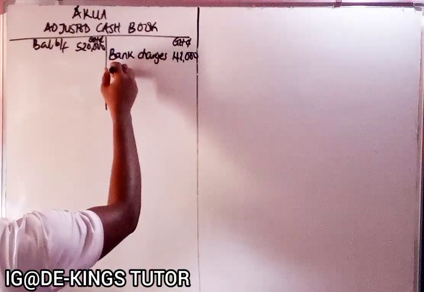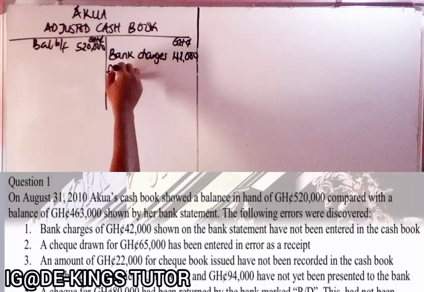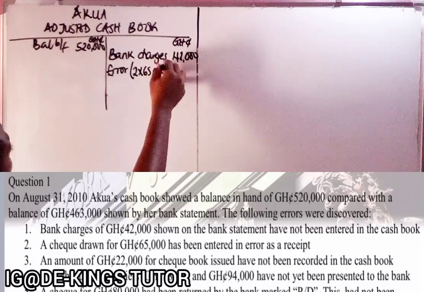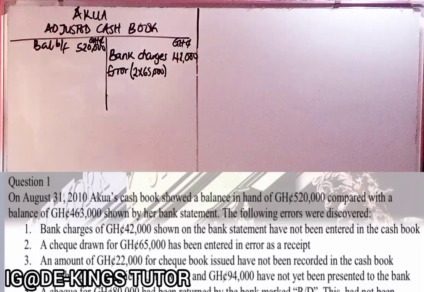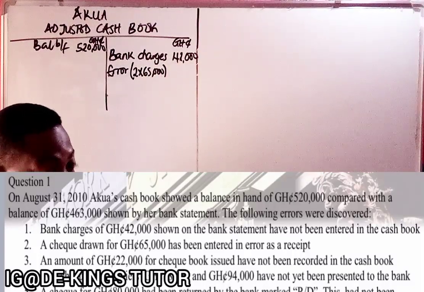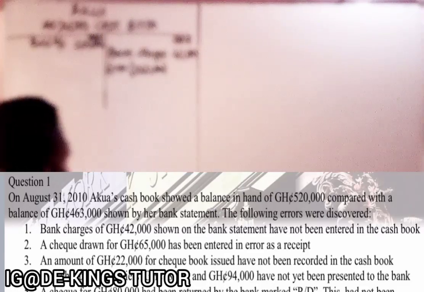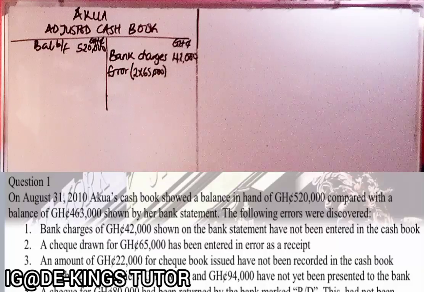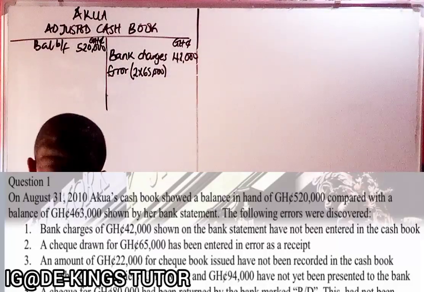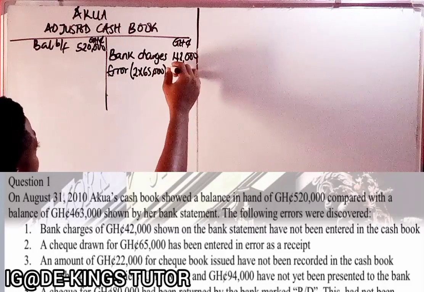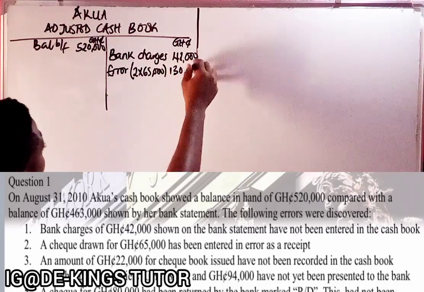So we now have the error. It will now be 2 times 65,000, so that the first 65,000 cancels out the previous amount that was recorded as a receipt, while the other 65,000 reflects the actual posting. So 2 times 65,000 gives us 130,000 Ghana cedis.